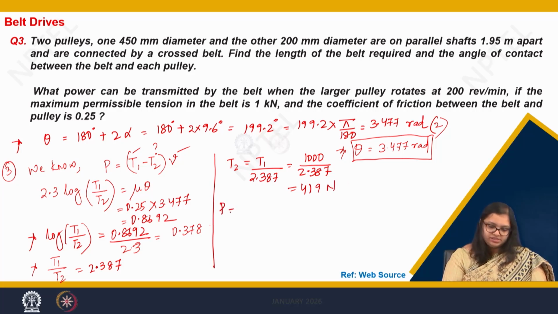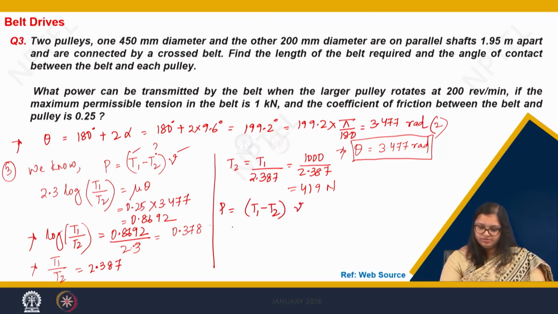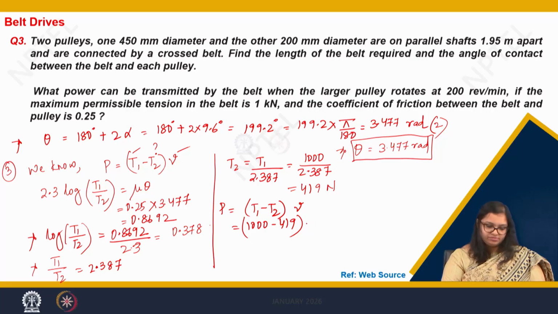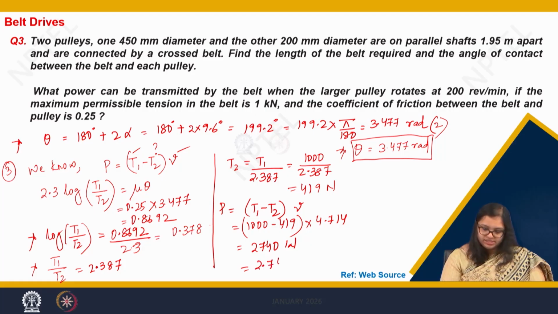So my P is equal to (T1 minus T2) multiplied with V, which is (1000 minus 419) multiplied with V. What is my V? It is 4.714, which gives me 2740 watts, which is equal to 2.74 kilowatts.